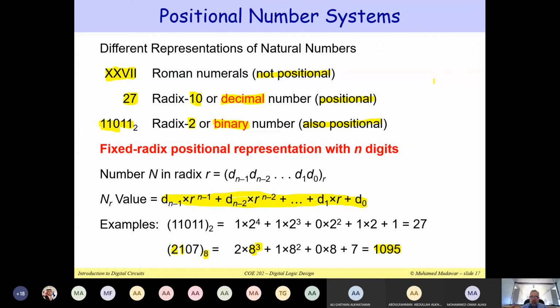So we can choose the radix to be 8, 5, 2, 10, whatever. So the math applies to any radix. That's why we call it a positional number system, because each digit has a position in the number. Let us move on.